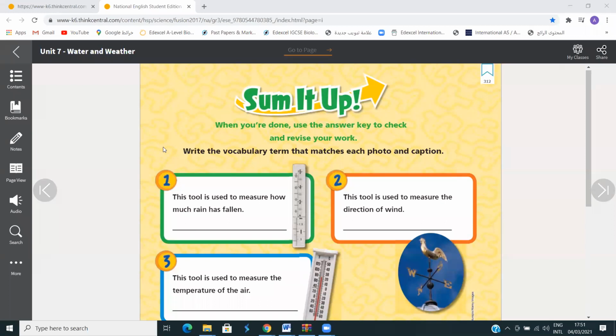One of my students. This tool is used to measure how much rain has fallen. Number one. How much rain has fallen? This is what? The answer will be rain gauge.